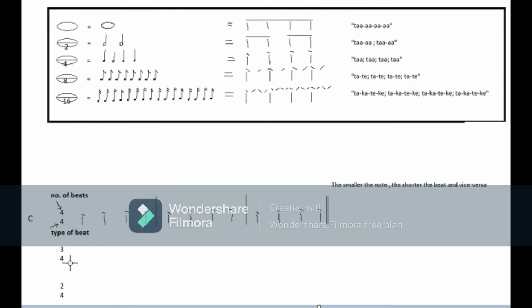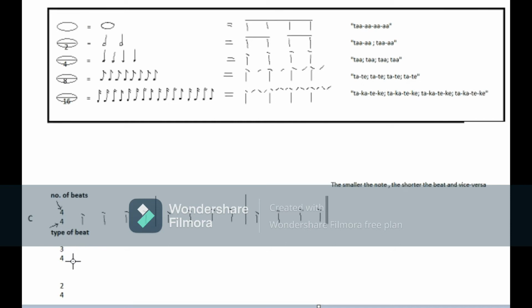Next, we will look at 3/4 time. Similar to 4/4 time, the top number tells us the number of beats we'll be counting in every measure, and the bottom number, the type of beat. We know we are counting 3 beats for every measure, as the top number indicates. And what type of beat?